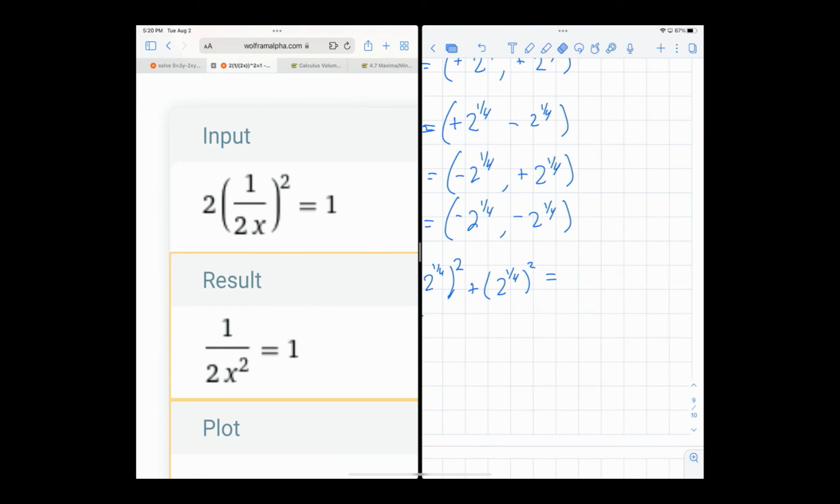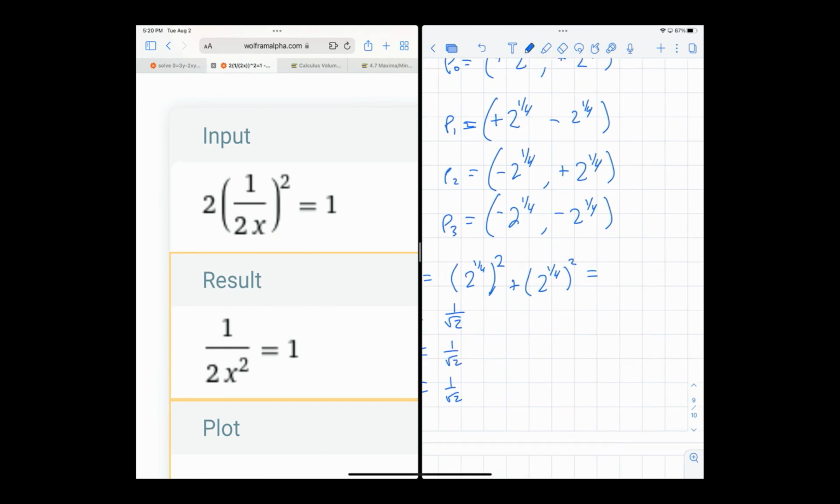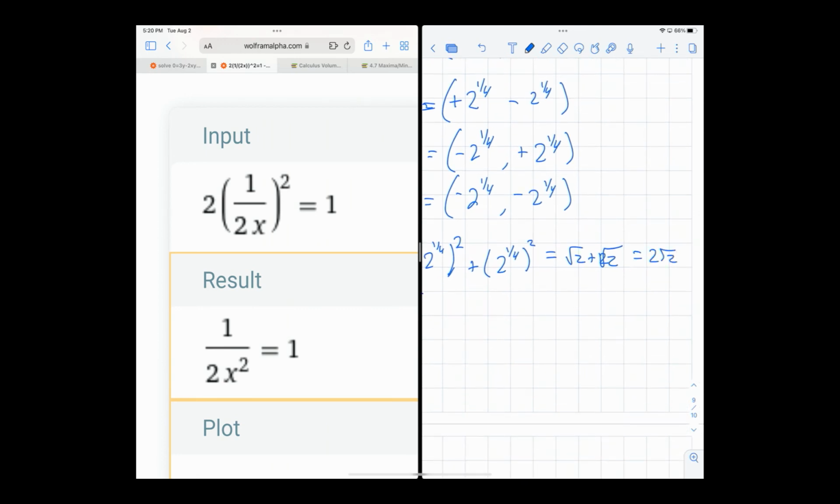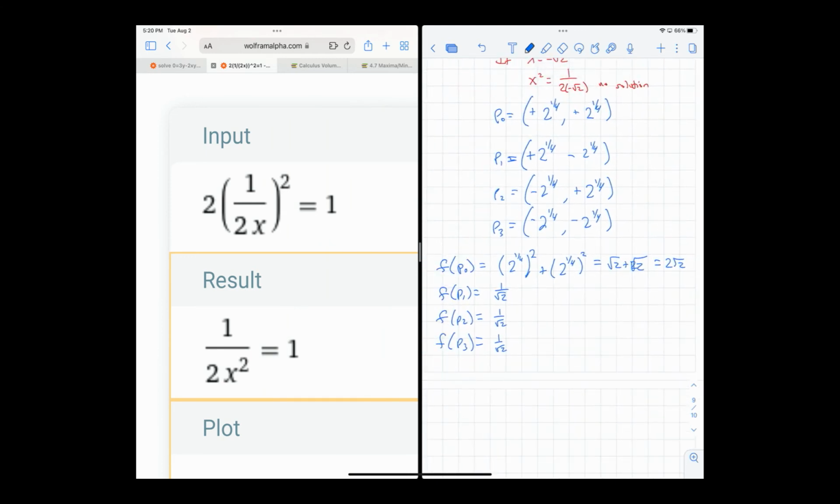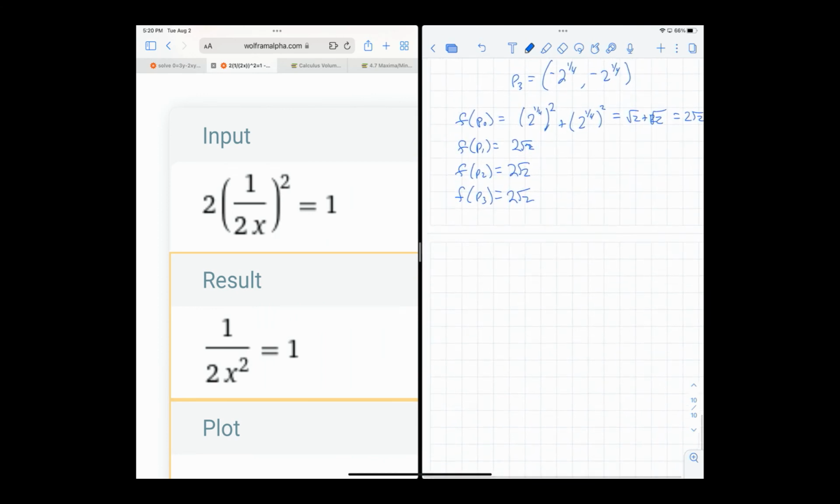when you square these, you end up with square root 2 plus square root 2, which is 2 square root 2. So that's bigger, quite a bit bigger, right? Oops. Okay. Anyway, sorry about that. So those are all 2 square root 2.